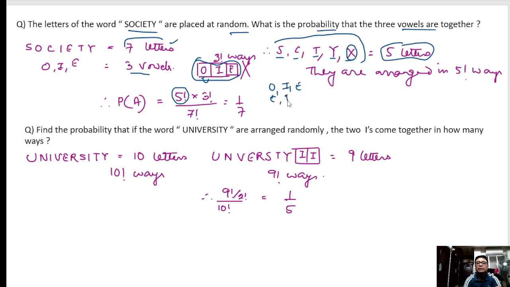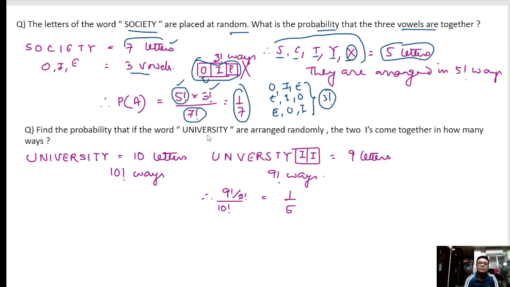They can be interchanged. So in how many ways can I interchange them? 3 factorial ways. So that is 5 factorial into 3 factorial out of the total 7 factorial, and that is the answer.